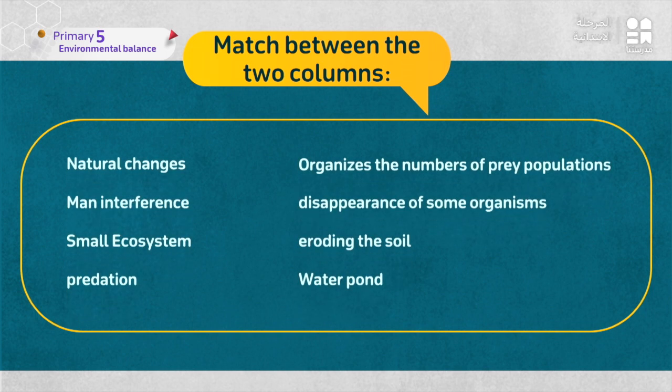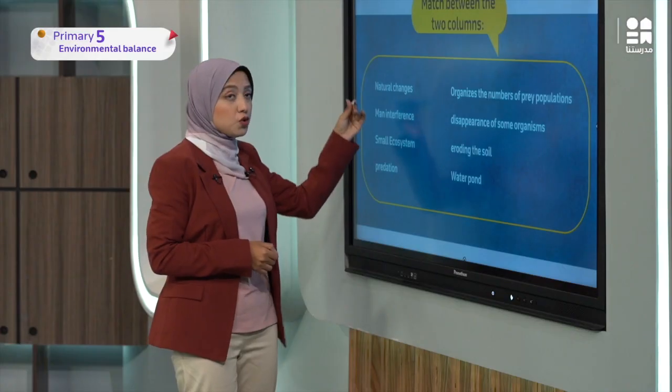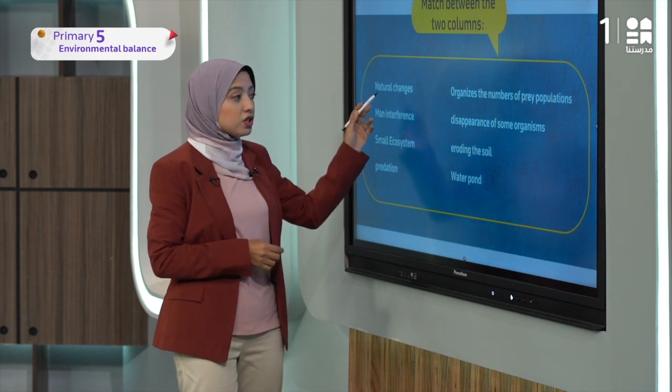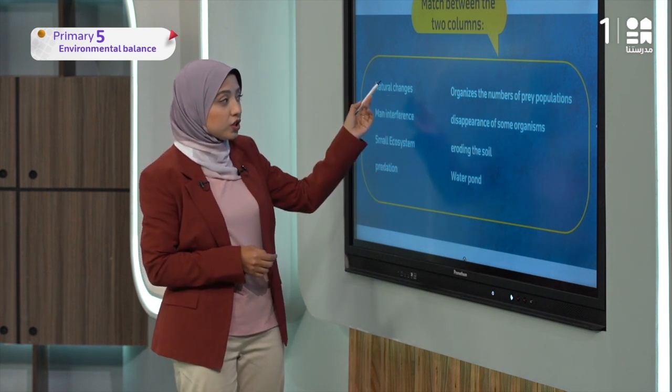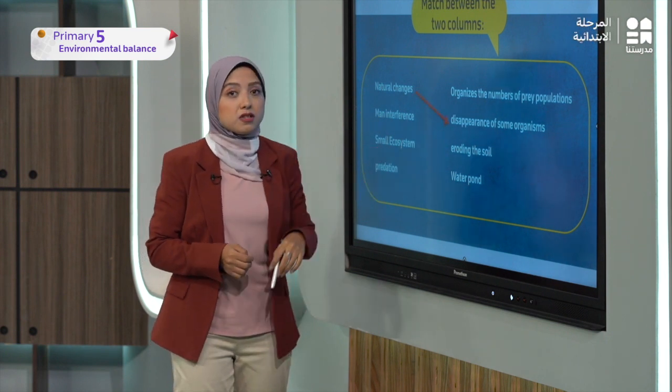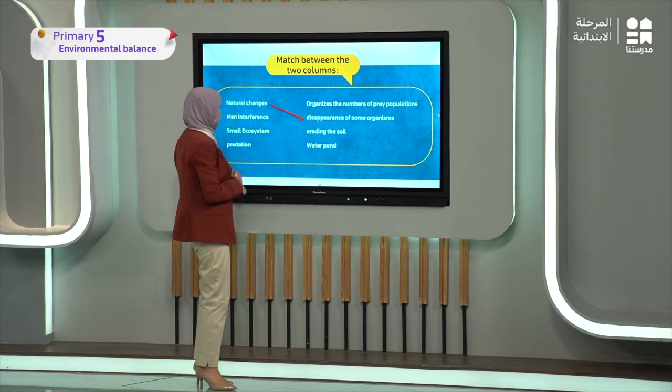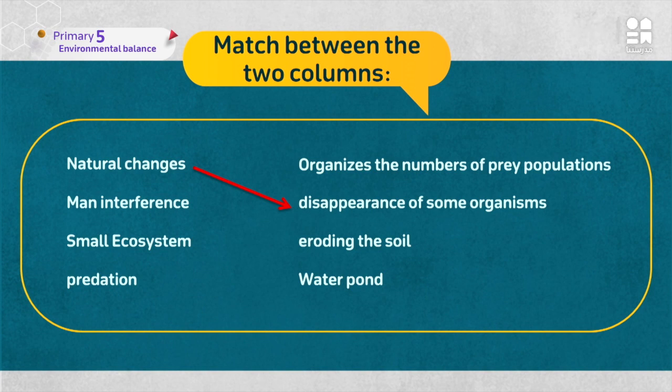Natural changes, man interference, small ecosystem and predation. عايزين نشوف كل حاجة in column A هنا هيبقى A هنا in the other side. So the natural changes, which one from here? The natural changes, the disappearance of some organisms. It causes or leads to disappearance of some organisms. طب okay, what about the man interference? Man interference such as eroding the soil. Okay, now what about the small ecosystem? Small ecosystem such as what? كنا كاتبينها such as the water pond. Okay, and the predation organizes the number of prey populations.